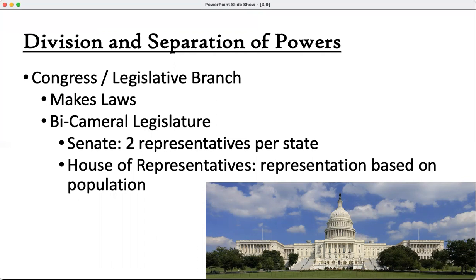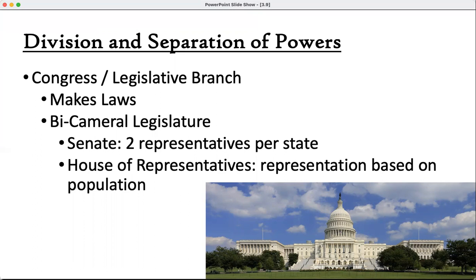We have a bicameral legislature. That means we have two houses. The first is the House of Representatives. Now, in the Constitution, we outline that representatives will be elected every 2 years, that you must be at least 25. You have to be a US citizen for 7 years, and you have to live in the state you are representing.